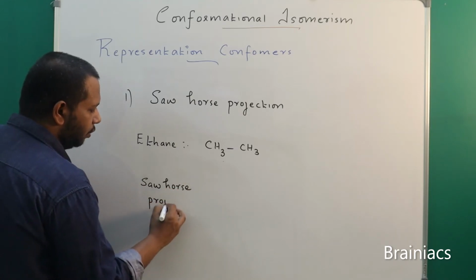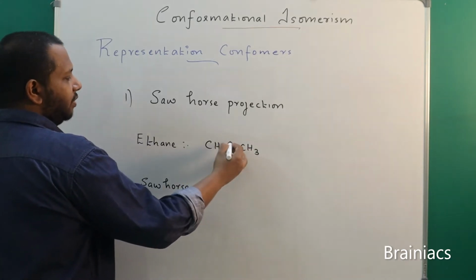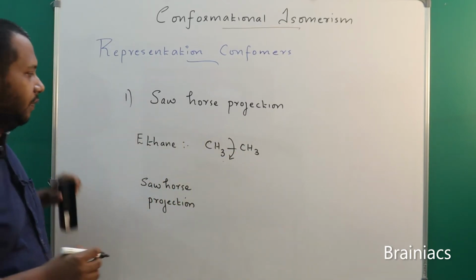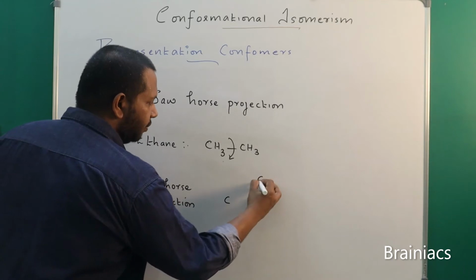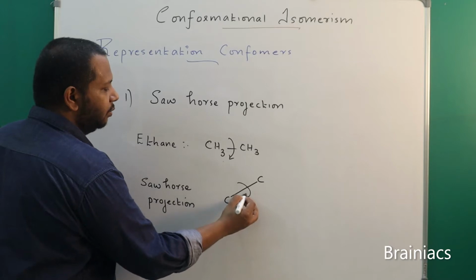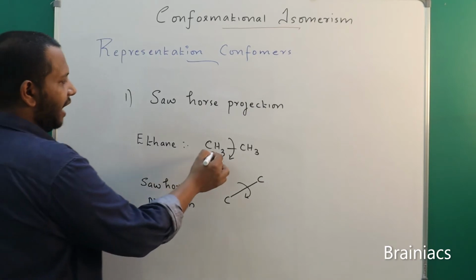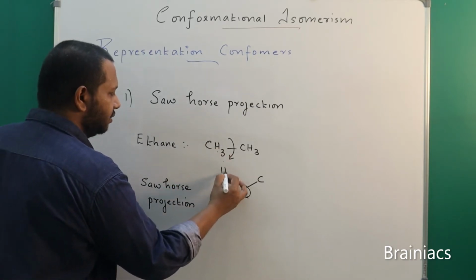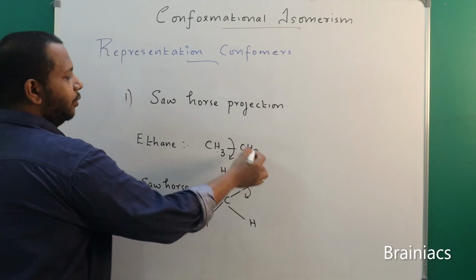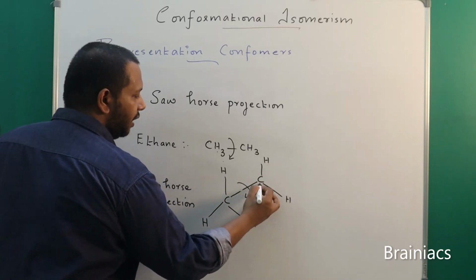So in Sawhorse projection, what we do is we first of all identify which 2 carbon atoms are rotating. So we can understand the bond between this carbon and this carbon is rotating. So we will draw those 2 atoms in an inclined manner. Okay, and we will put an arrow here to indicate this is what is rotating. Now you can draw the remaining atoms that are connected to it. Here it has hydrogen, and here one more hydrogen, here one more hydrogen. And here also you have 3 hydrogen atoms.